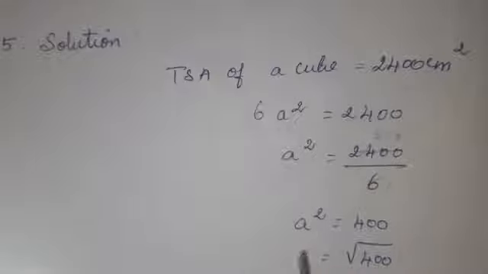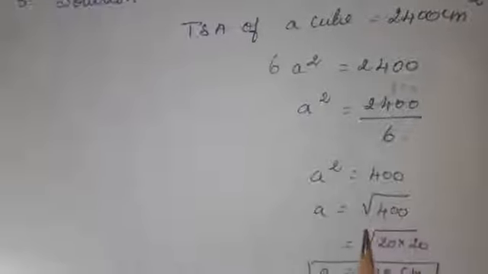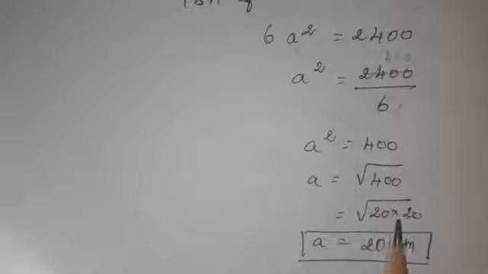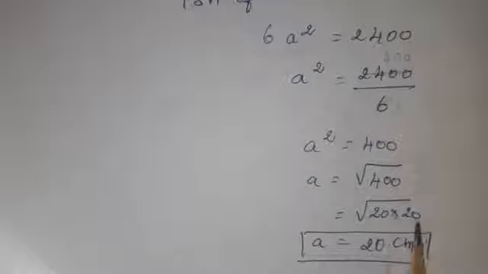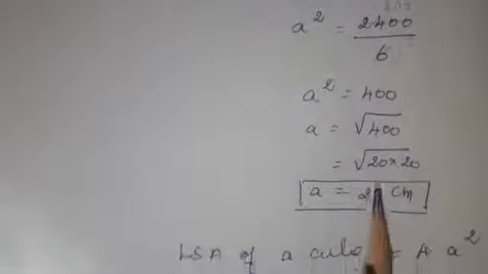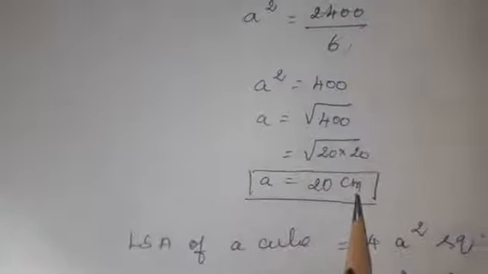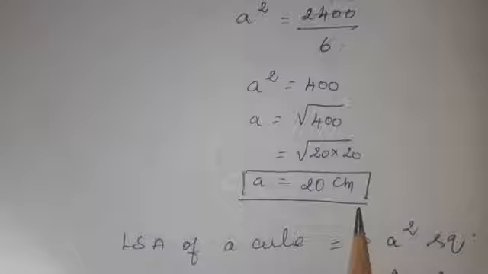We want to find A. The square goes to the other side as a root, square root of 400. 400 can be written as 20 into 20. The two numbers are the same, so we can take one number out. This is the condition for square root. Therefore, A is equal to 20 centimeter. That is, the side value is 20 centimeter.